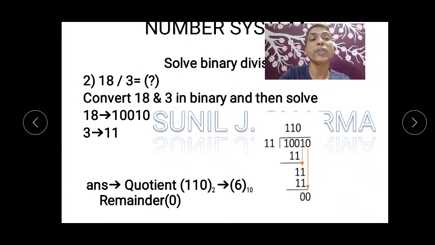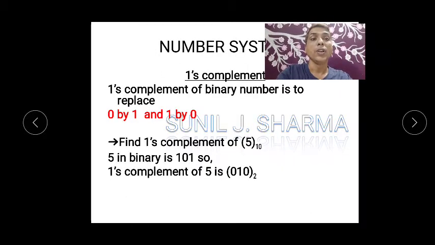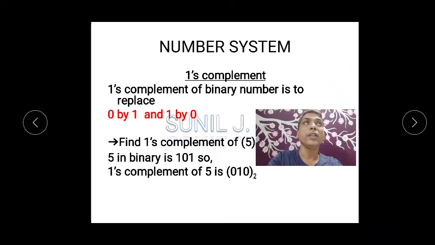So that's why they have written 1 above, and this 0 is coming down. That's why you can see you got the answer as 6, remainder is 0. Okay.